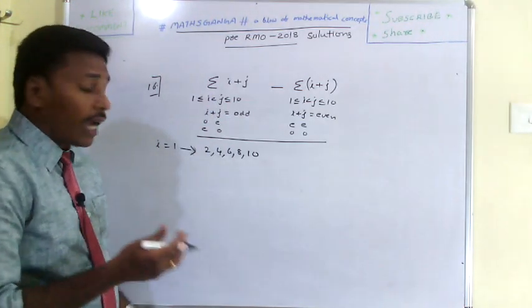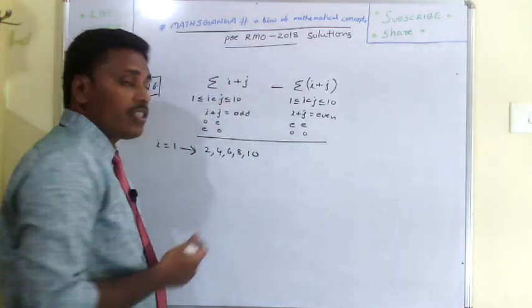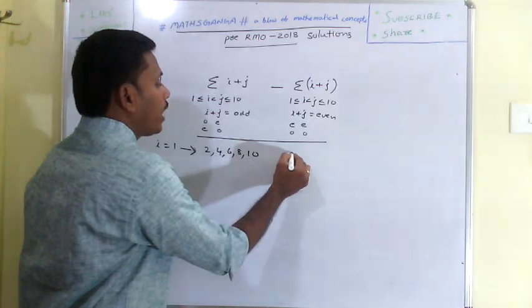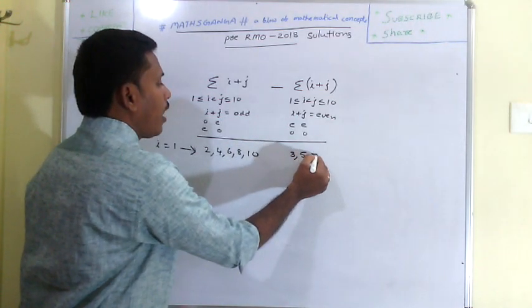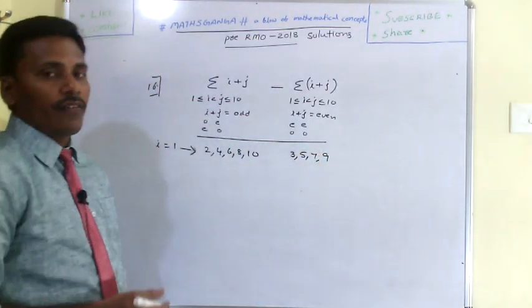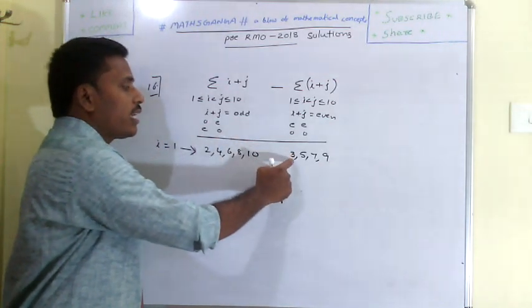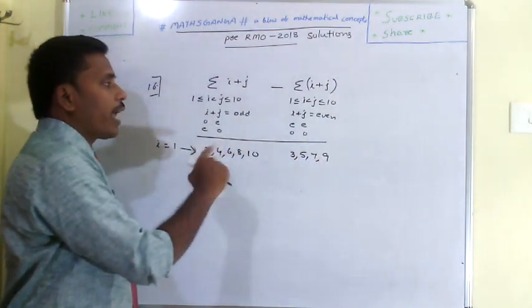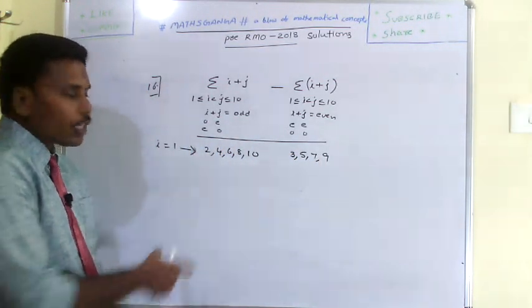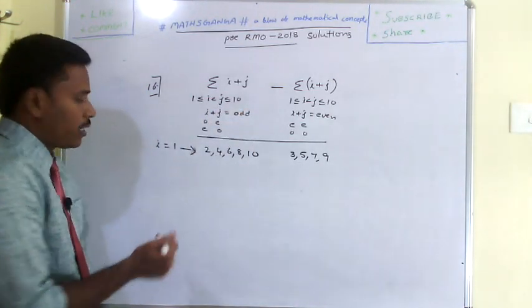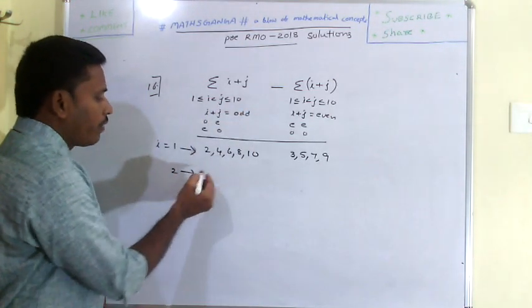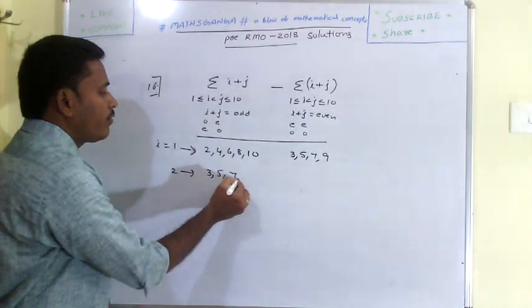That was my idea. And then if i is 1, whenever i plus j is even, since i is 1, we need to take the odd numbers greater than 1 and up to 10. So 3, 5, 7, 9. So if i is 1 and j is either 3 or 5 or 7 or 9, then i plus j is even. So first of all, I list out all of those numbers. If i is equal to 2, then we need to concentrate on 3, 5, 7, 9.